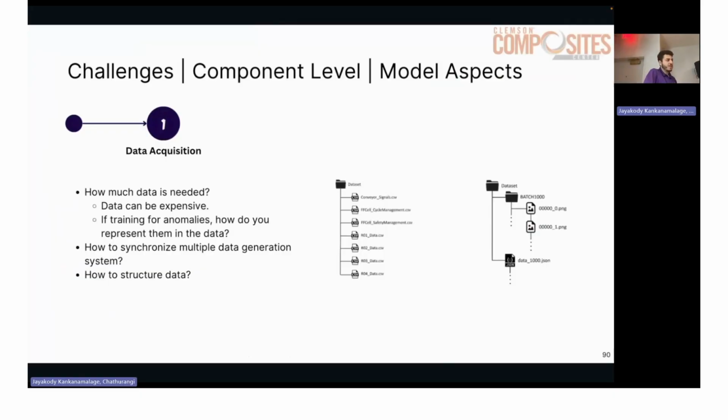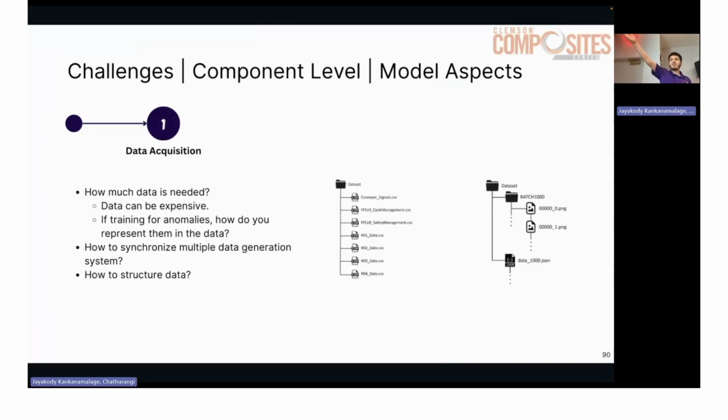Another issue is, how do you synchronize multiple data generation systems? If I have two different manufacturing systems that are running on different controllers, one has a specific time stamp and the other has another, or one has one frequency and the other has another frequency, how do you align these two data sets so you can have one uniform one that you can actually use to train your model? And then finally, how do you actually structure this data? What's the easiest possible structure to integrate all this data together?